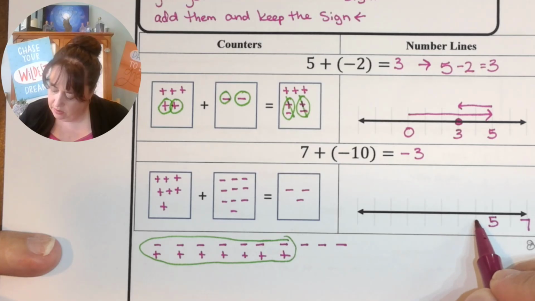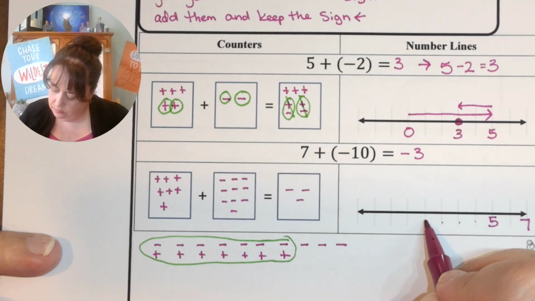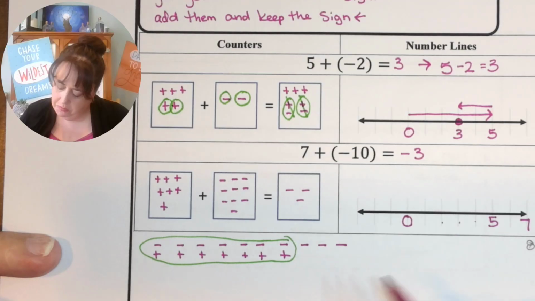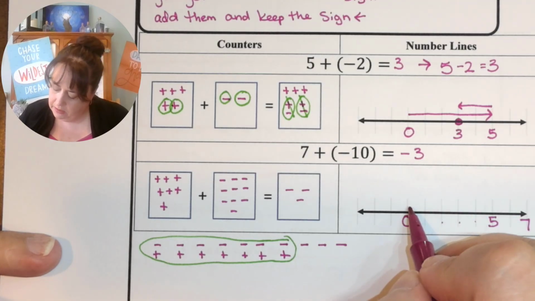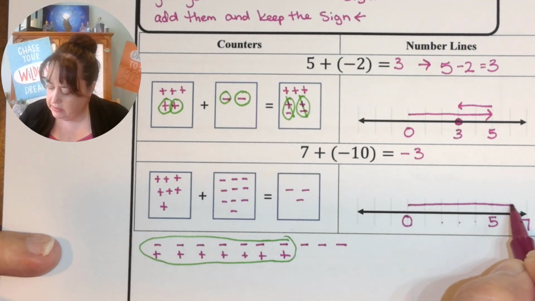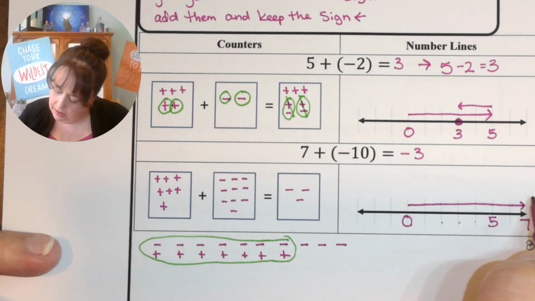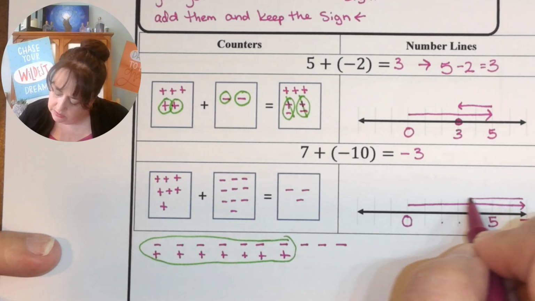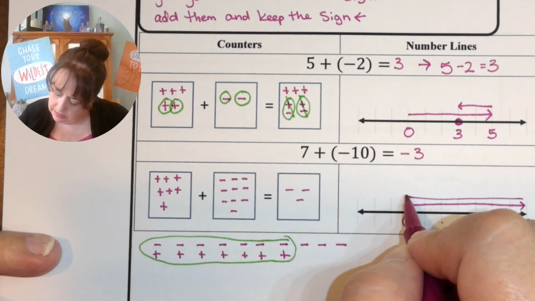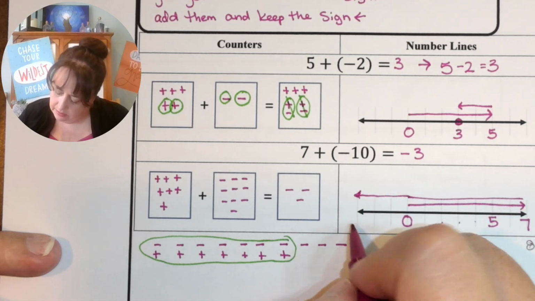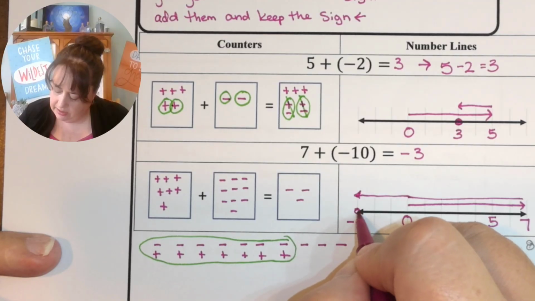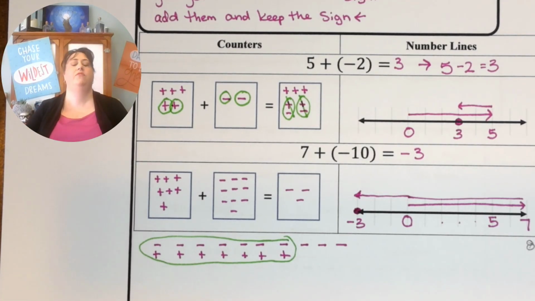5, 4, 3, 2, 1, 0. I hope I have enough room. So here's my 7. And then I have to go backwards 10. So here's 7, 8, 9, 10. Yep. Sure enough, I ended up at -3.